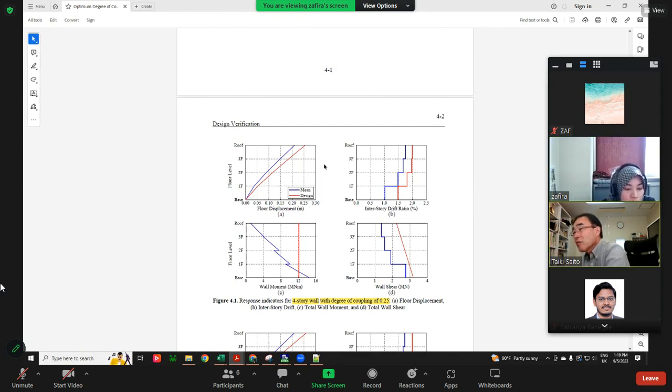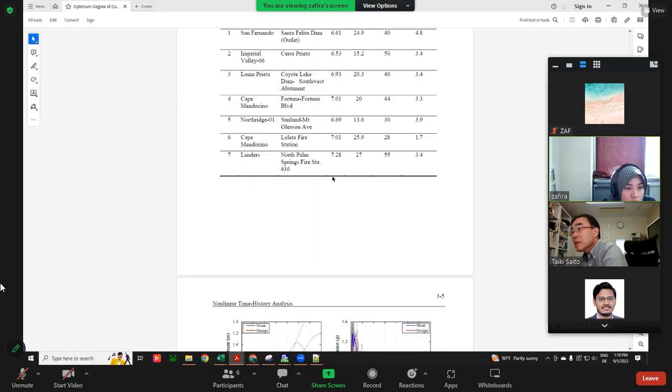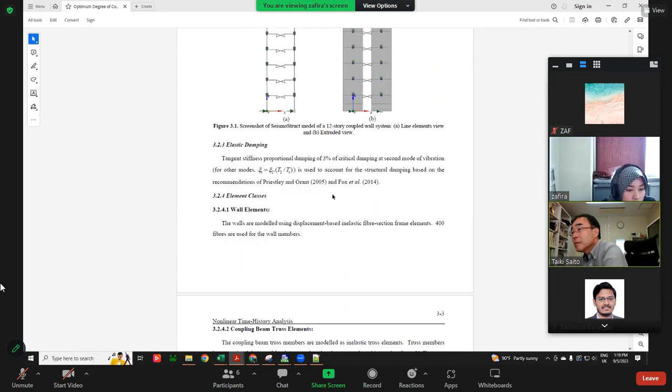How much depth of the wall did he analyze? Thickness. The wall element is 400.